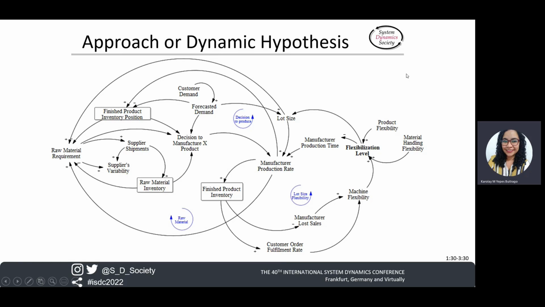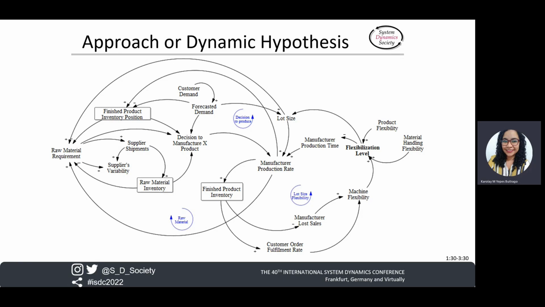One of the challenges of this problem is the discrepancy in the conceptual framework of flexibility and the lack of an approach that can address the complexity among the multiple dimensions that the concept involves. For this project, flexibility is the ability to adapt to internal and/or external influences, but there are multiple ways to achieve flexibility. We decided to model manufacturing flexibility through lot size variation, product flexibility, material handling flexibility, and machine flexibility.